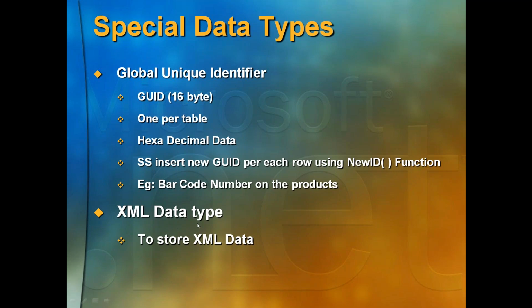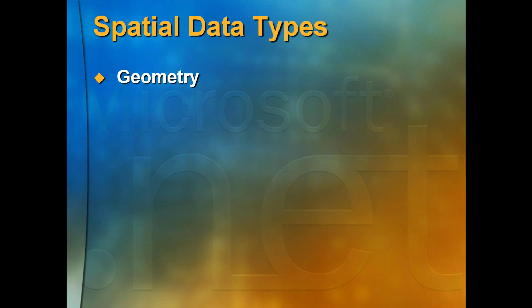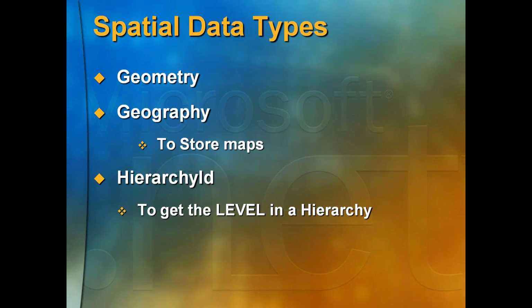Now we have XML data. But before talking about XML data, let me talk about spatial data. When you book an Uber cab and you have some map data, the database can also store mapping data with the help of geometry and geography. The route data and maps data can be stored in your databases with the help of these two. And hierarchy data also you can have.